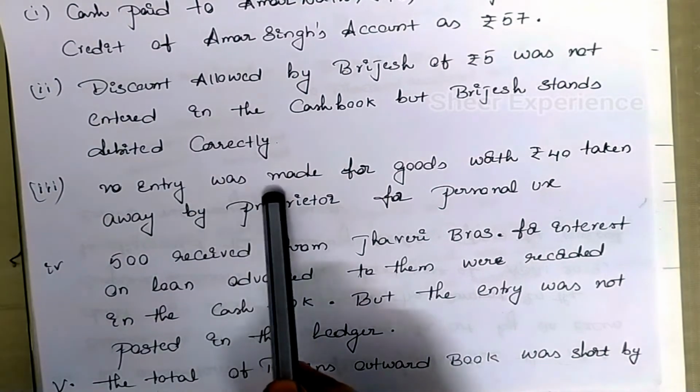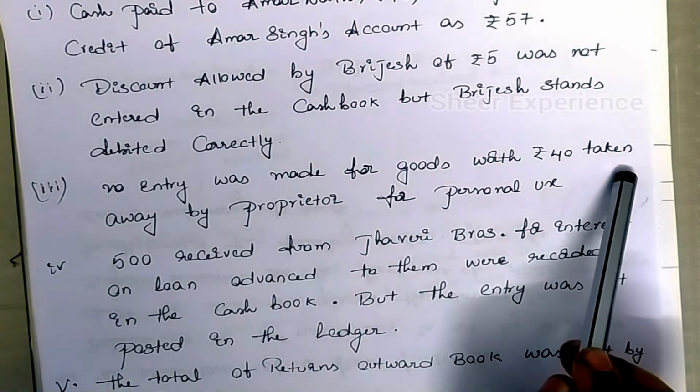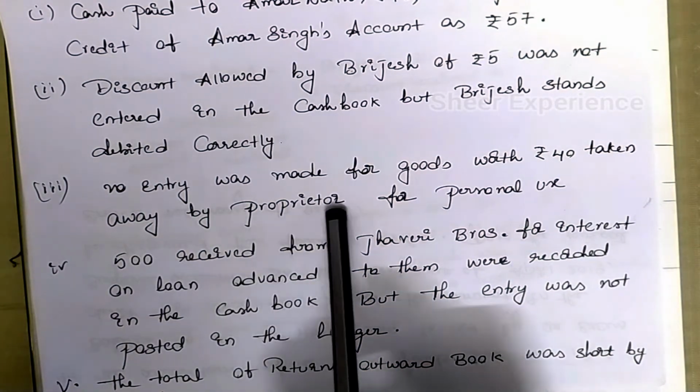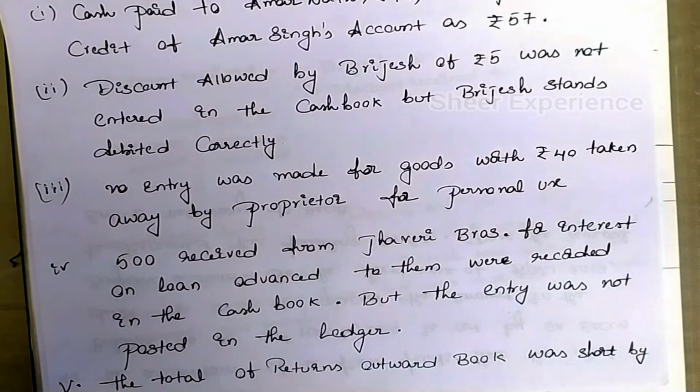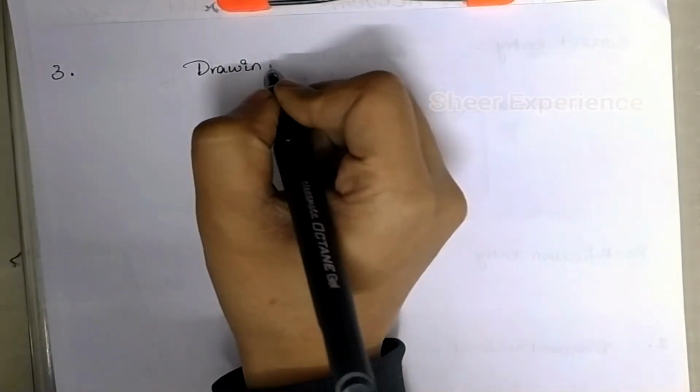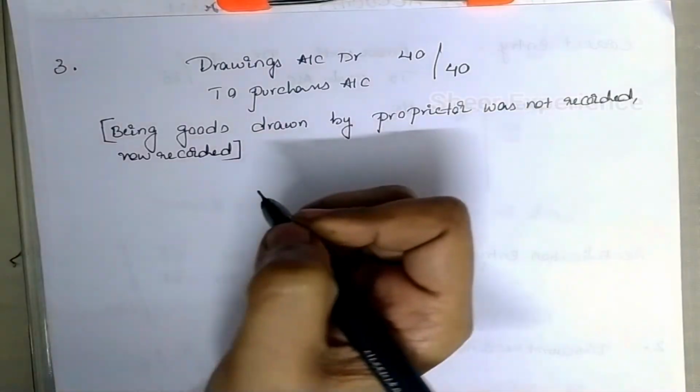Our next error is no entry was made for goods worth 40 taken away by proprietor for personal use. This is complete omission error. So we need to record the journal again. Whenever goods or cash withdrawn by the proprietor for personal use, we mention that amount under drawings account. So the rectification entry is drawings account debtor to purchases account. Amount is 40. This is the solution.